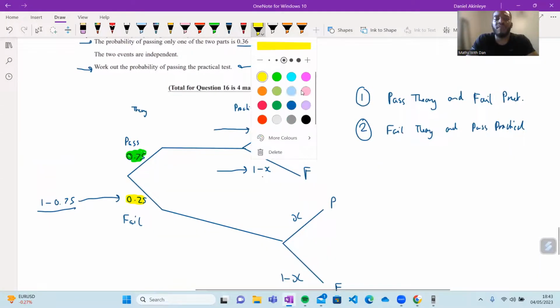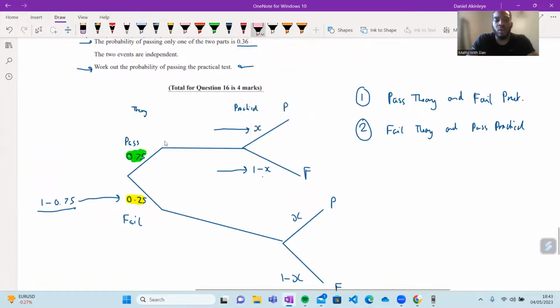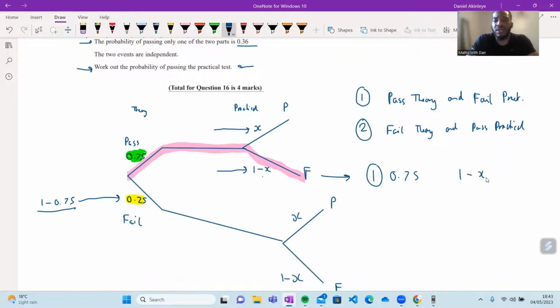Now remember, when we're dealing with probability trees, we know how it works. We look along the probabilities of what we want. We need to pass the theory, so we go here, and then we go here, and then we're failing the practical. Yeah. All right. Now, so that tells me that option one, right? Passing the theory is 0.75. Failing the practical is 1 minus x. Now, there's an "and" in the middle. Can somebody tell me what "and" is when we're dealing with probability, please? What does the word "and" mean when we're dealing with probability?